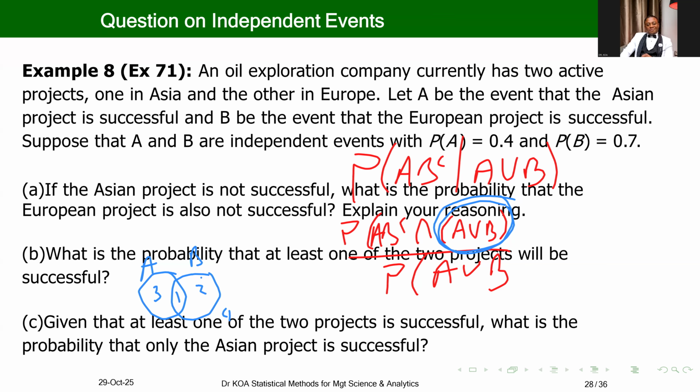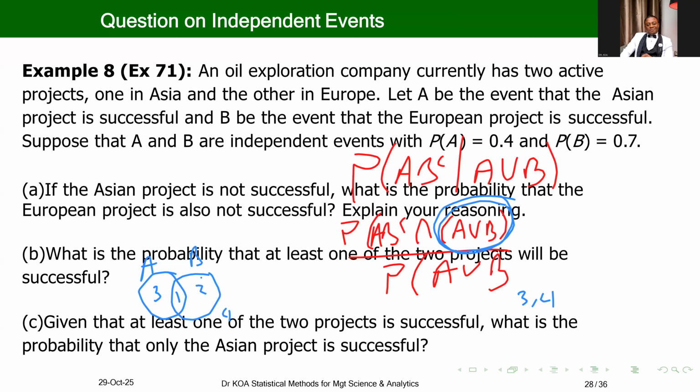So what will be the elements of B complement? 3 and 4, exactly. 4 has already been captured, so let's put that down. So that's 3 and 4. Now, what is A union B?